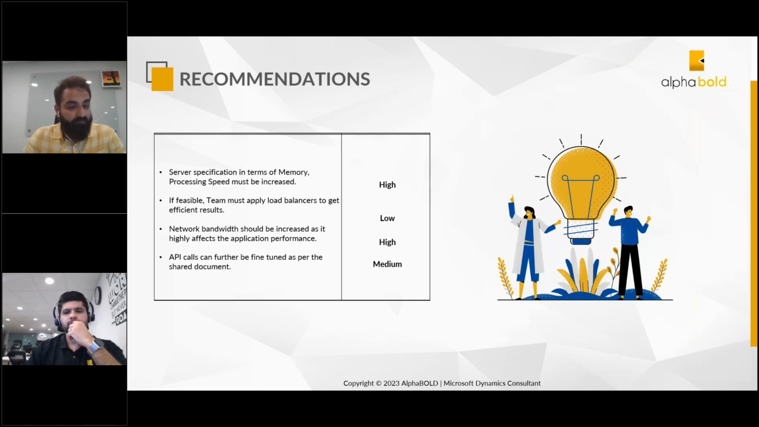And then there were certain API calls that can be further fine-tuned as per the document that was shared separately with the client, listing these are the APIs and they are taking this much time. So you need to fine-tune them, and these were their custom developed APIs. They worked on that and it eventually improved the results. The next slide depicts the enhancements in the results and how they were achieved with different parameters. Next slide, please.